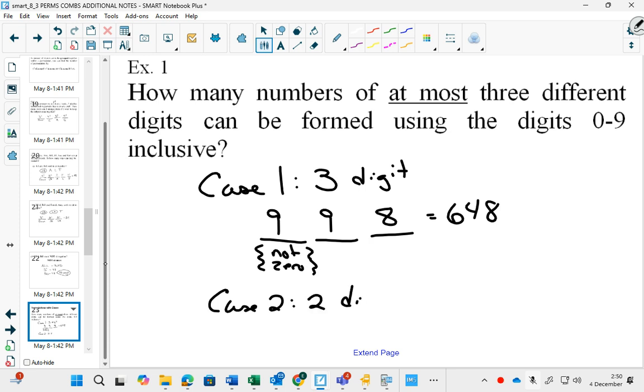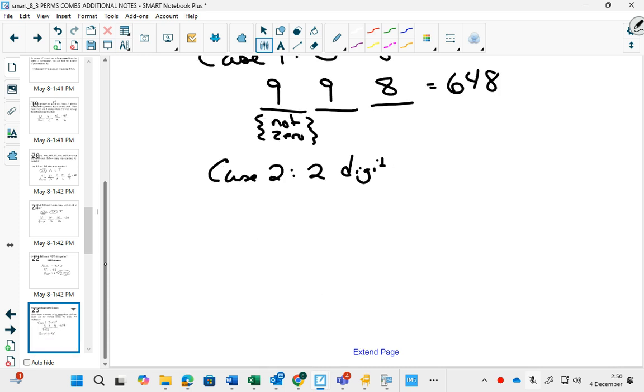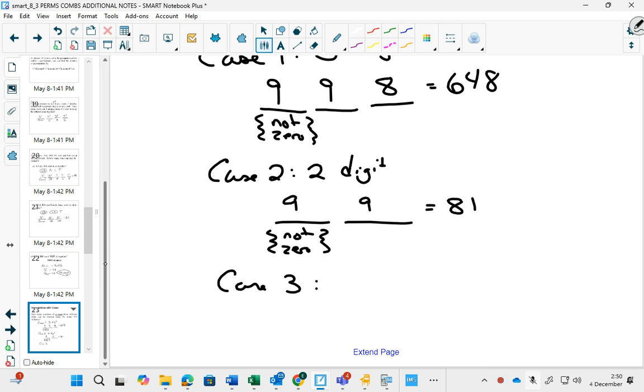Case 2. 2-digit numbers. Again, restriction, this is not a 0. 9 choices, and then how many numbers do you have left? 9 left. There's 81 2-digit numbers that are different. And then finally, case 3, 1-digit numbers.